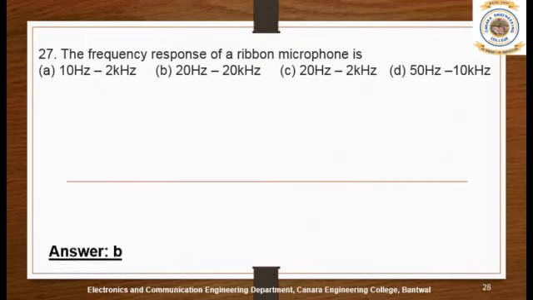So the frequency response of a ribbon microphone is normally between 50 hertz to 10 kilohertz. This is the range of a microphone.